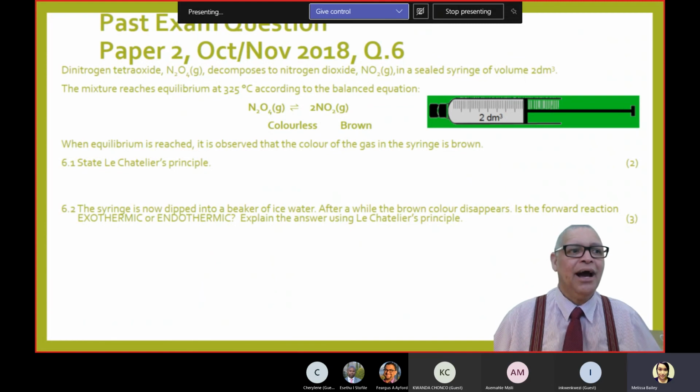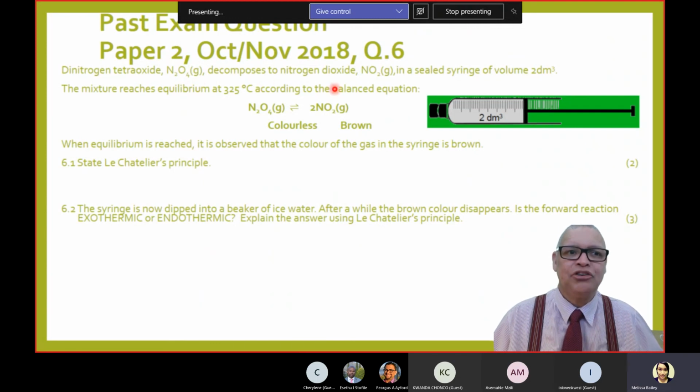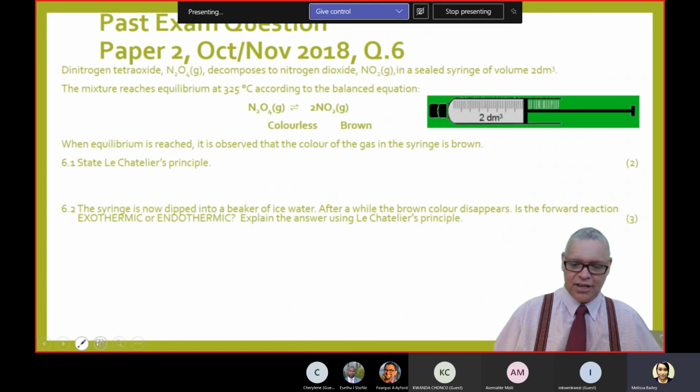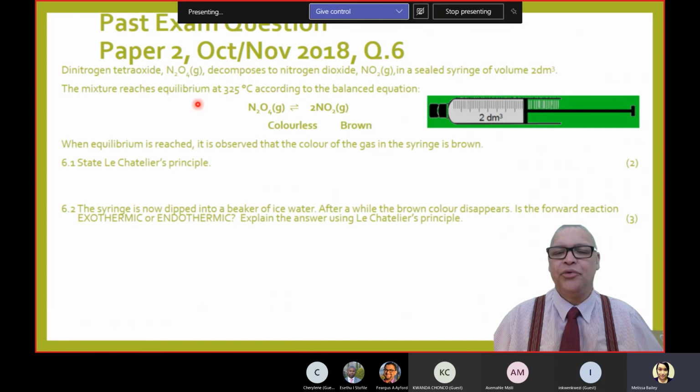The question read, dinitrogen tetraoxide. Oh, it's quite a mouthful for a Thursday morning. Dinitrogen tetraoxide. Oh my goodness. N2O4 gas decomposes to nitrogen dioxide, NO2 gas, in a sealed syringe of volume 2 cubic decimeters. So there they give us a picture of the syringe. And notice there's a decrease in the volume to that. The mixture reaches equilibrium at 325 degrees Celsius according to the balanced equation.